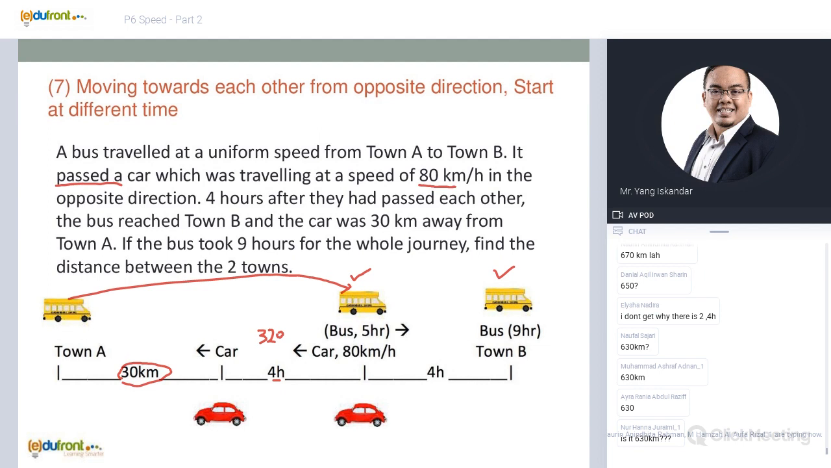630 kilometers. Yes, well done. Very good. I think there's someone who got 630 first. I think it was Ashraf. Ashraf, I think you're the first one to get 630. Ashraf, did you solve by yourself? Well done. Danish, did you try? Not really.